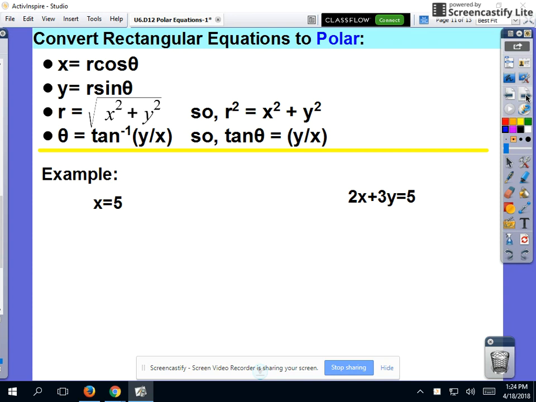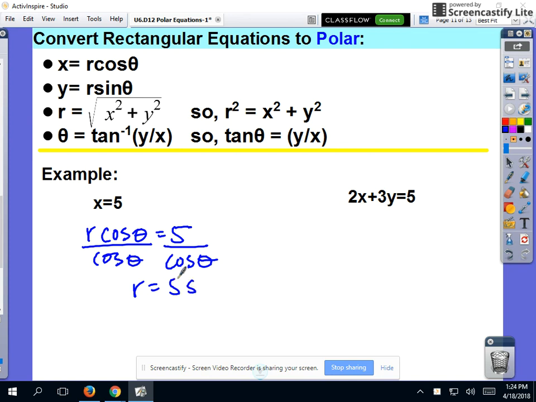All right, we have a couple more to work with. x equals 5 and 2x plus 3y equals 5. Give you about a minute to fiddle with it. Pause your video now. All right, as we can see up at the top, r equals cosine theta. So is our x, so we can write that here. And then if we're solving for r, we're going to have to divide by cosine. And we have r equals 5 secant theta.